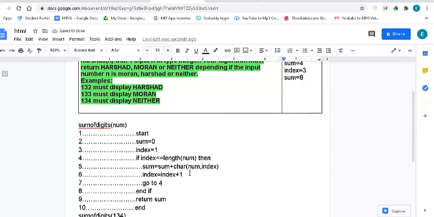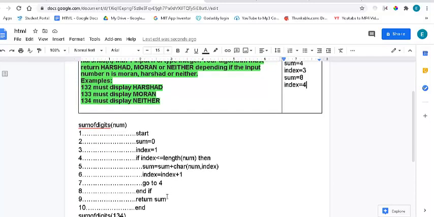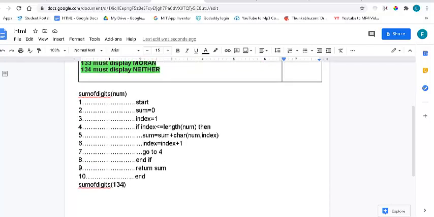Then index again is incremented by 1, so index becomes 4. It goes back to the top of the loop. 4 is less than or equal to the length of num, which is 3, which is not. It is not. And then it's going to return sum, which is going to return 8. If you add 1, 3, and 4, you get 8. So we know that this algorithm works.